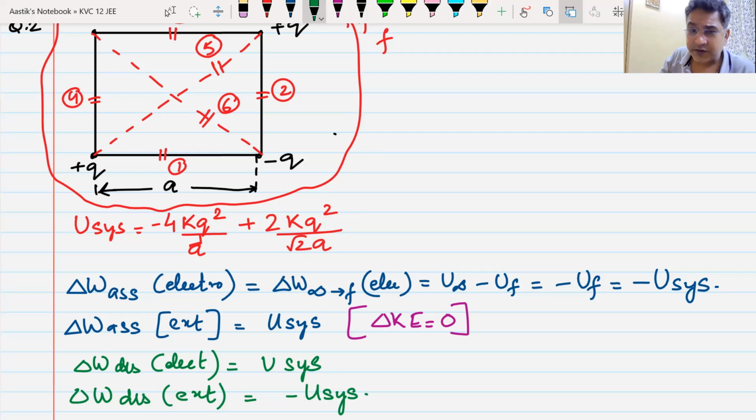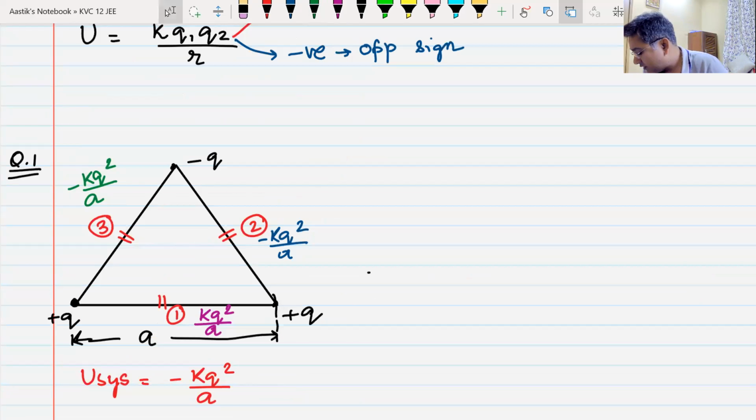That finishes this part of the question. Now, I could have asked the same question here. For example, what is the work done in assembling this system by the electrostatic force? The answer is KQ square by A. Work done in dismantling this system by the electrostatic force will be minus KQ square by A. We understand this, everyone? Yes, sir.